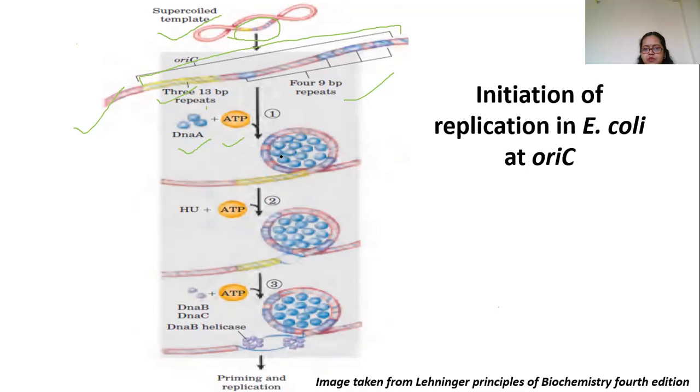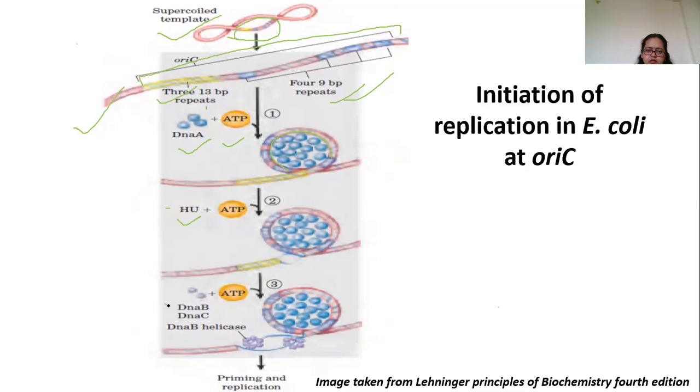So what it does, it binds to this 4 9 base pair repeat sequence. You can see here this 4 9 base pair repeat sequence is in the form of a loop, and in that loop DnaA proteins are there, so they are assisting it to form a loop. And in the next step, this is shown here, it would involve the function of HU. HU stands for histone-like units, plus ATP also, in order to unwind some portion of DNA.